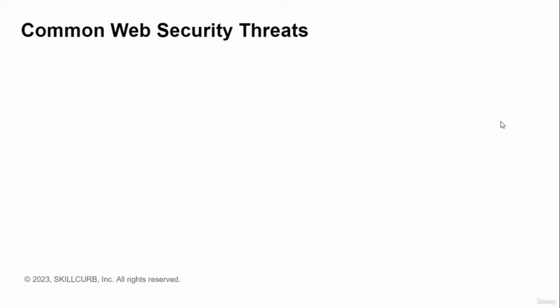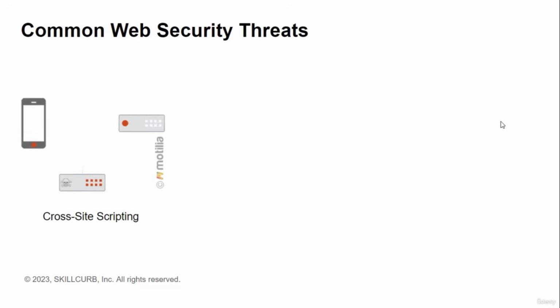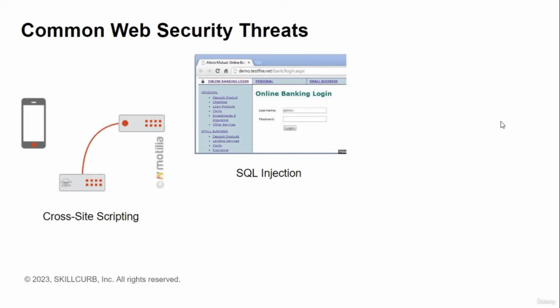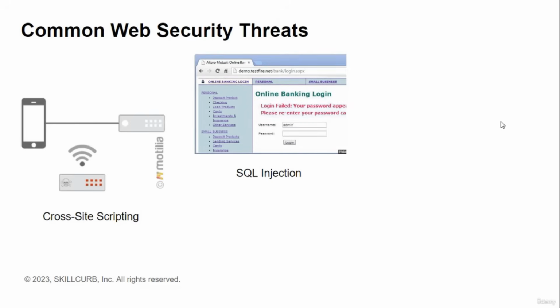Now let's look at the common web security threats. The first one is cross-site scripting, which involves injecting malicious script into web pages viewed by users, allowing attackers to execute unauthorized actions, steal data, or hijack user sessions. The second one is SQL injection, which occurs when attackers insert malicious SQL statements into web application inputs, exploiting vulnerabilities to manipulate or extract data from the underlying database.